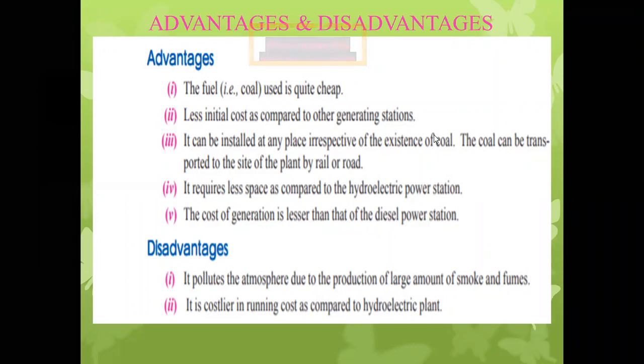We know that the layout diagram of the hydroelectric power plant is very simple, but the layout diagram or various arrangements in case of the steam power station are complex. So a number of subsystems are installed inside the steam station. So its running cost and its maintenance cost are higher as compared to the hydroelectric power plant.